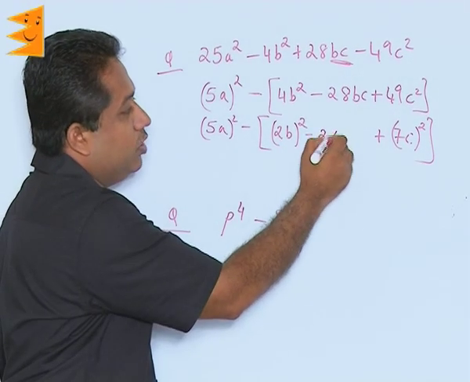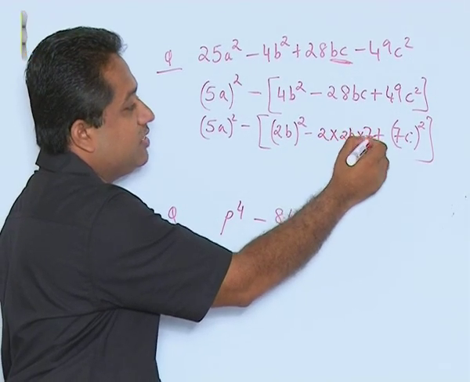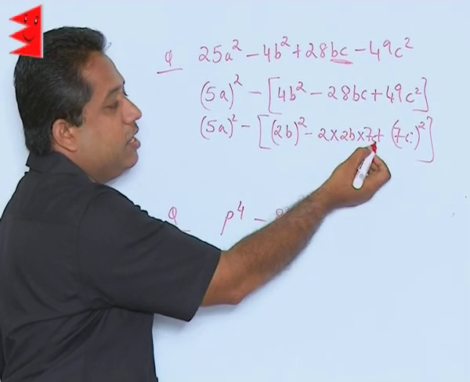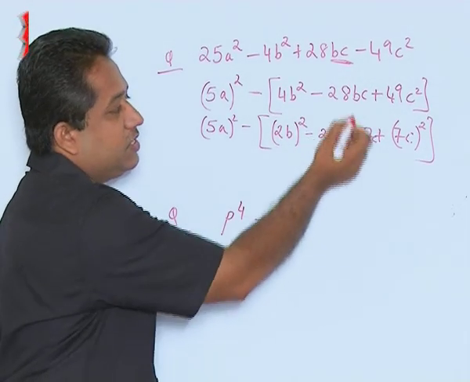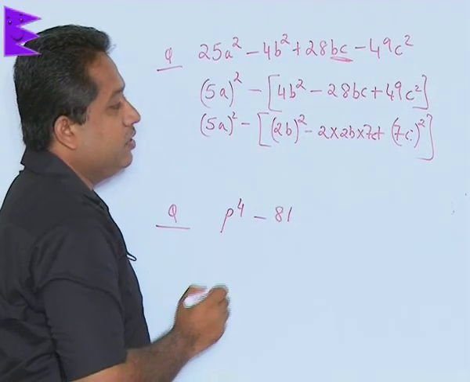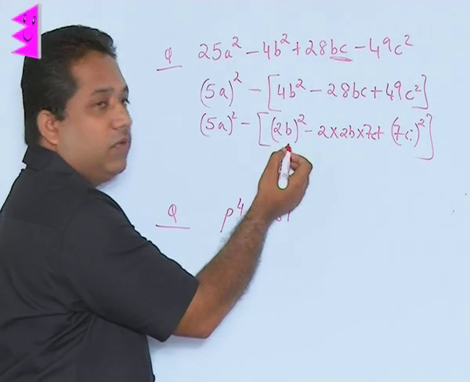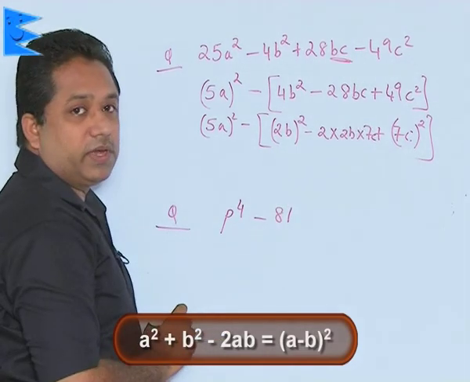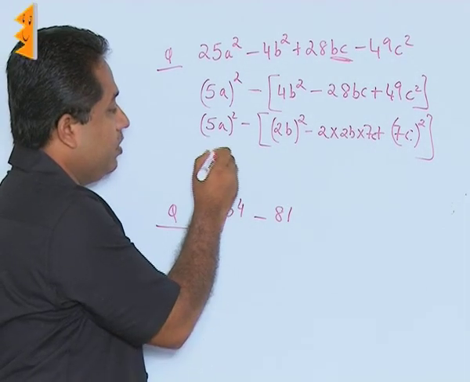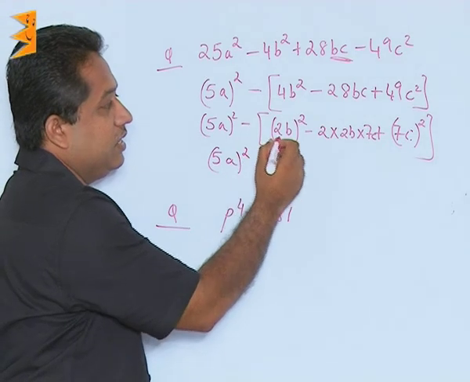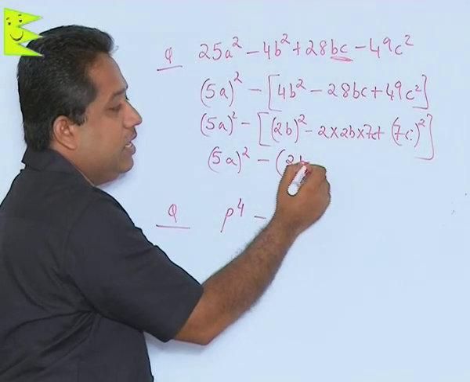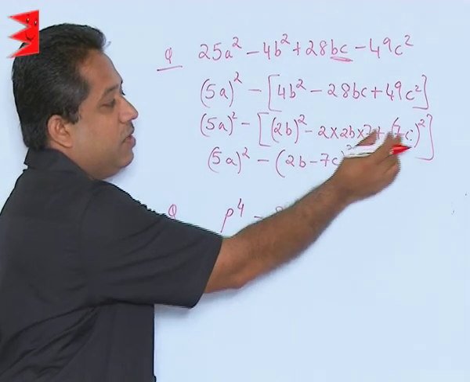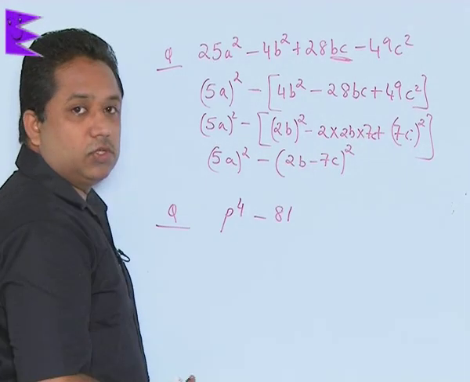So, that is 2 into 2b into 7c. Now, if I multiply this, 2 into 2 is 4, 4 into 7 is 28, and b into c is bc. So, we get this term by writing it in the form of 2ab. So, as we know, this is an identity in the form of a square minus 2ab plus b square, that is a minus b whole square. So, this will become 5a whole square minus, I can write this as 2b minus 7c whole square. A square minus 2ab plus b square has become a minus b whole square.